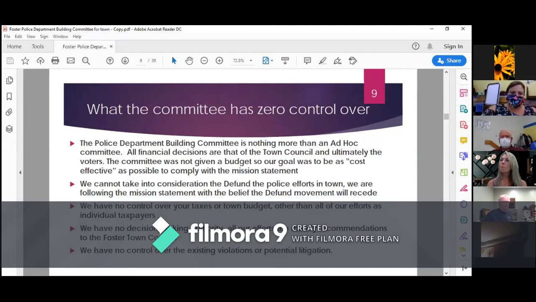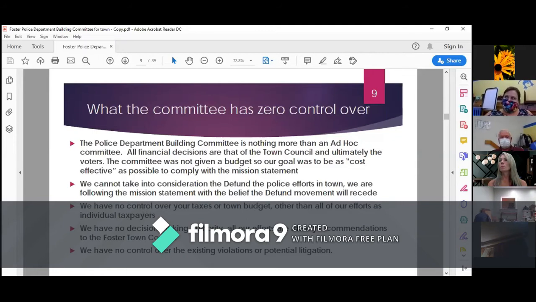We don't take into consideration defunding the police and all the crap that's going on out there in the world. You know, I'm more of a back the blue guy, so that's not my thing. But even if there was a movement to do that, that has nothing to do with us. We have a mission to do. We're going to do that mission, and wherever that goes from there is up to the voters of the town of Foster.